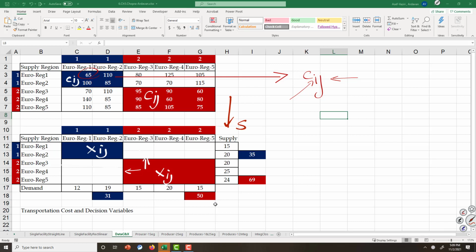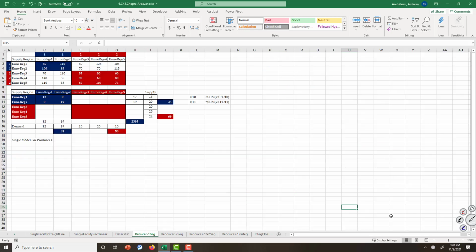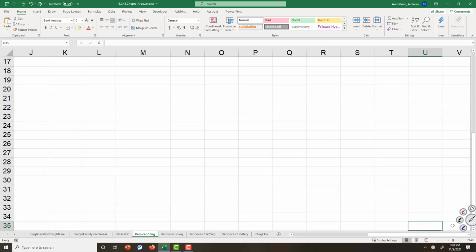These are our supplies, SI. These are our demand, DJ. We have N origin and M destination in general, but here we do have two entirely different systems, two entirely separate systems, and we want to find the optimal solution for each of them. Let's look at one of them.